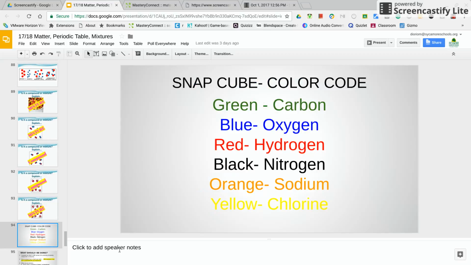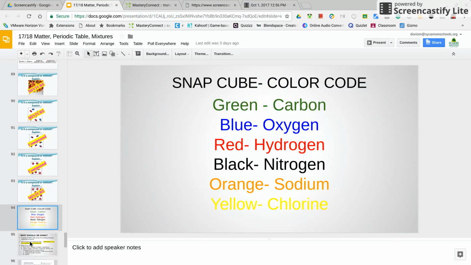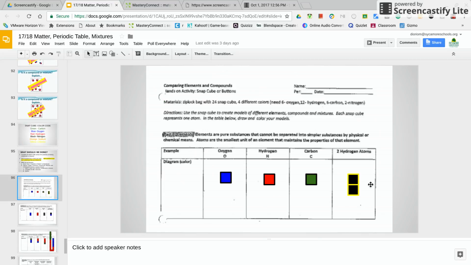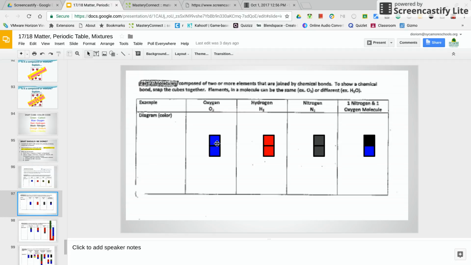And we did a snap cube activity where we made some of those molecules and we looked at the difference between an element, compound, and mixture. In this page, all of these are elements. This is an oxygen, hydrogen, carbon. Even though there's two molecules here, it is still an element because both atoms are the same. Here is an element, both atoms are the same. Here is an element, both atoms in this molecule are the same. Here is an element because both atoms in this molecule are the same.